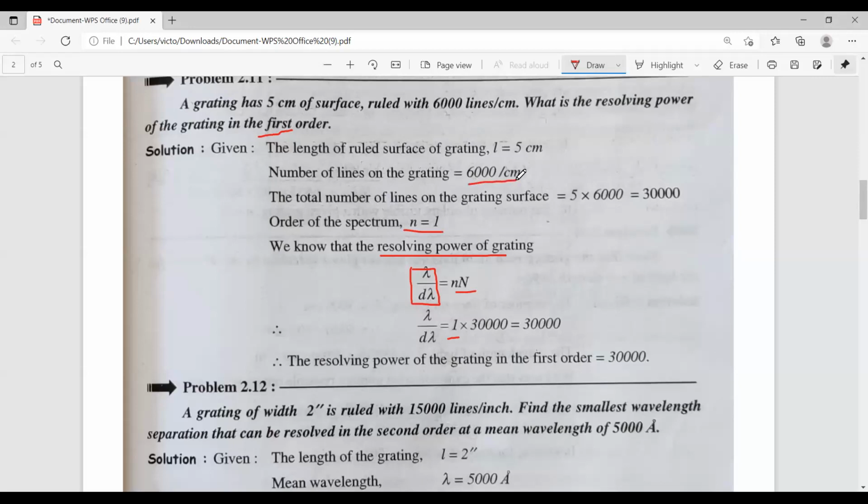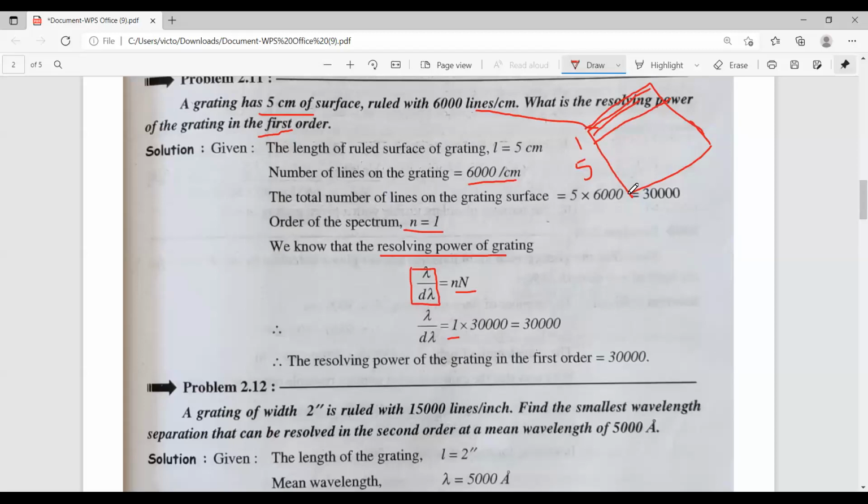Capital N is the number of lines on the grating. So here 6,000 lines per centimeter, but the grating is 5 centimeters. For example, this is 5 centimeters, and this is 1 centimeter. So in 1 centimeter, we have 6,000 lines. Then what about the remaining 4 centimeters?